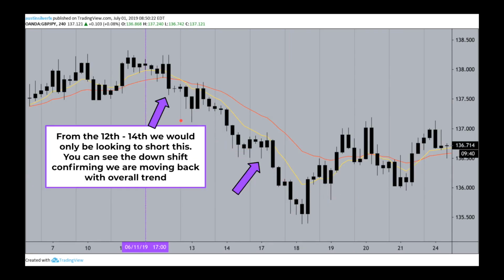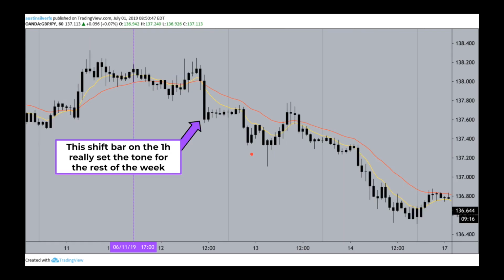Take it to the 4-hour, and you can see here, from the 11th, when we had our shift down, it took a few hours to shift, and then a few hours for the EMAs to cross. That set us in a downtrend from the 13th through the 14th, over the weekend, into the 17th, into the 18th, and then by the 19th, it finally had kind of corrected its trend. But over the course of the 12th, 13th, 14th, 17th, and 18th, so you're talking Wednesday, Thursday, Friday, Monday, Tuesday, you were short biased, very much so short biased.